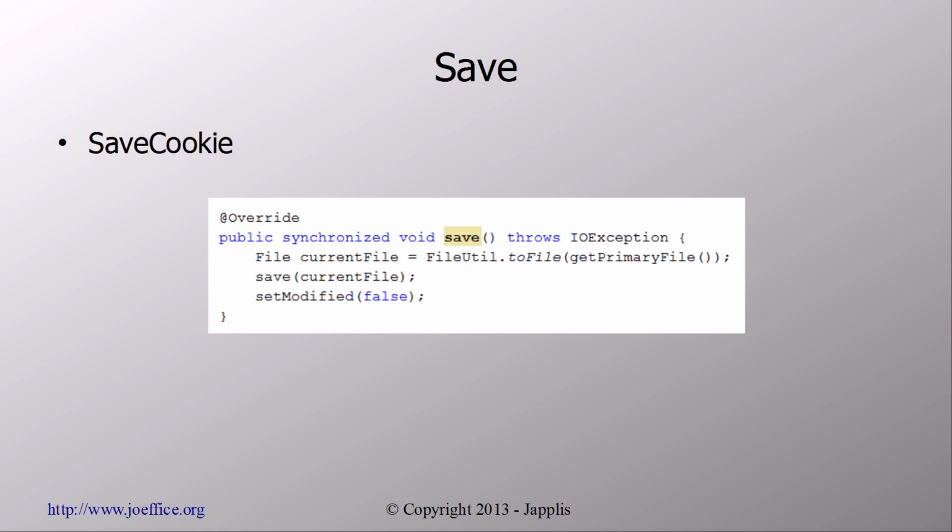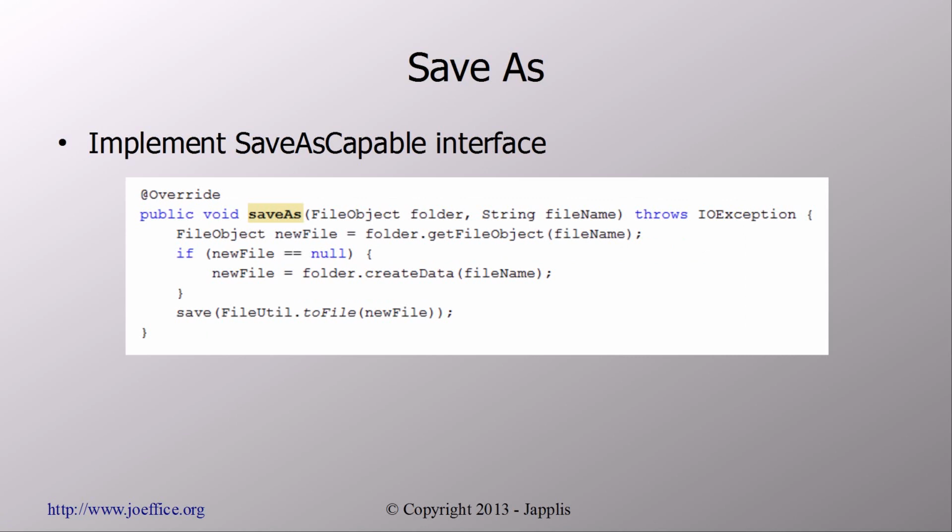Now the save, it's quite similar to open. You need to have a save cookie from there. If the data object doesn't have a save cookie, then even the save button won't be enabled for it. So here I have just a save method for the save cookie, and you just get the file, the Java IO file, and just save into this file. You also need to set the document as not modified anymore.